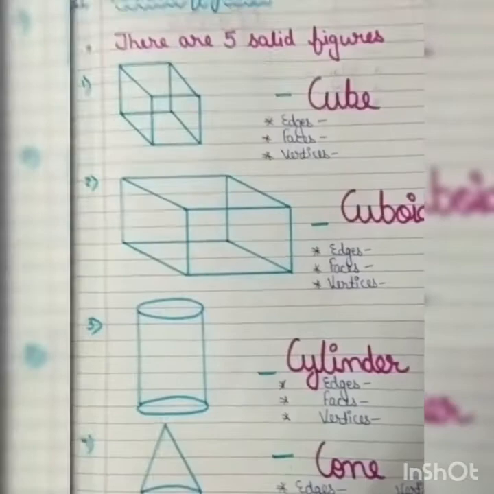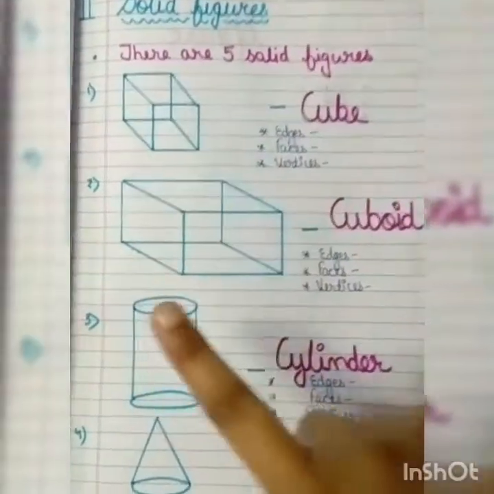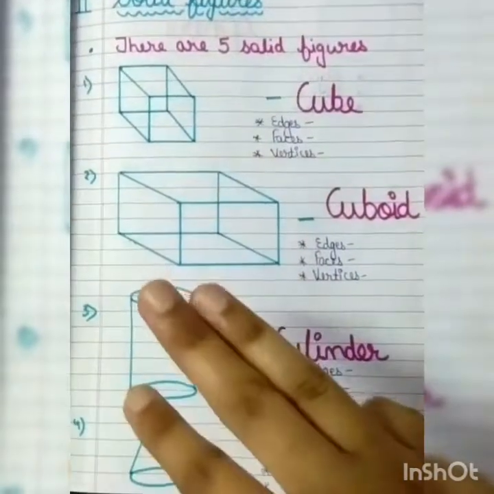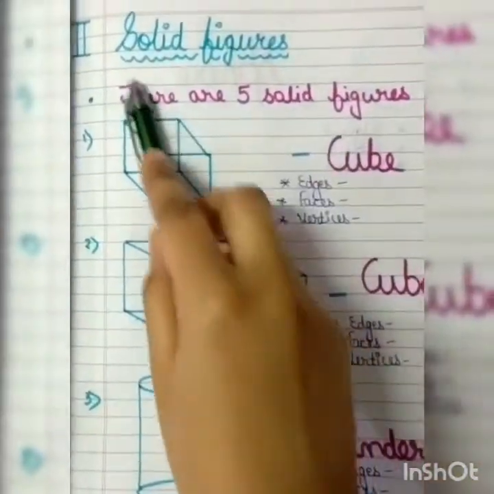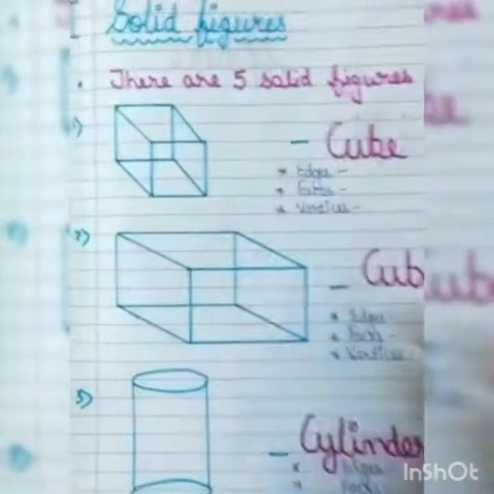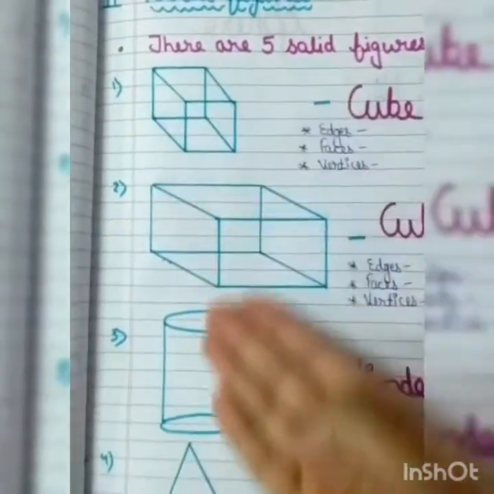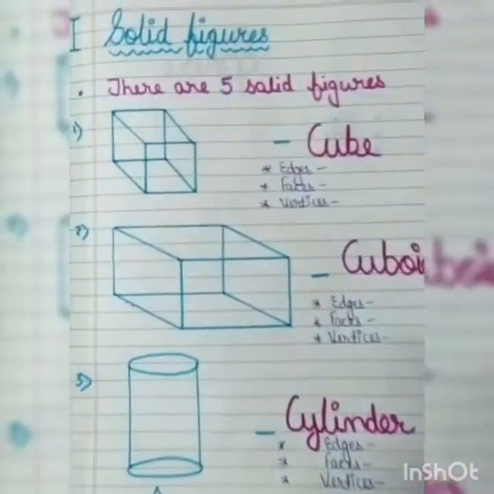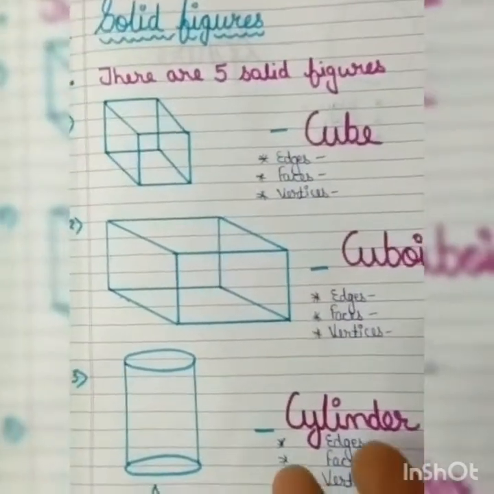So students, do you remember yesterday we did plane figures like triangle, square, rectangle and circle? But today we are going to do solid figures. And what are solid figures? Solid figures are three-dimensional figures, as you can see here. And three-dimensional figures are the figures that measure in three directions.